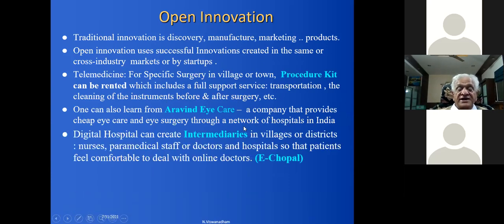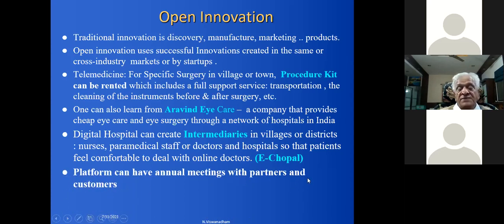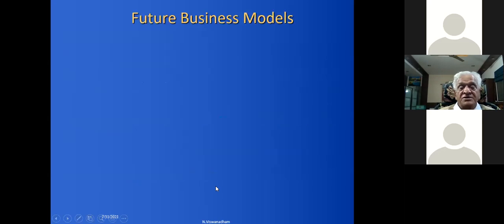And a digital hospital can create intermediaries in the villages, because one of the problems is that patients want face-to-face consultation and to see the doctor's face. So in the villages, you can have district nurses, paramedical staff, doctors, and so on, so that the patient feels comfortable dealing with online doctors. That is what is done in what is called eChopal, which ITC has with the farmers. Platforms can have annual meetings with partners and customers, because otherwise you don't meet anybody. This is what is happening with most educational institutions and students and so on. So at least platforms can have annual meetings with partners and customers.